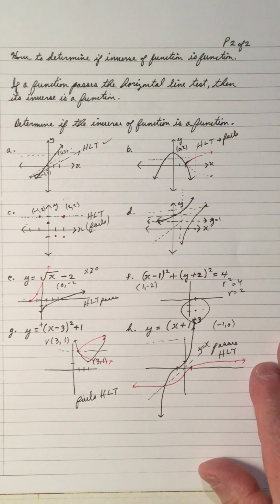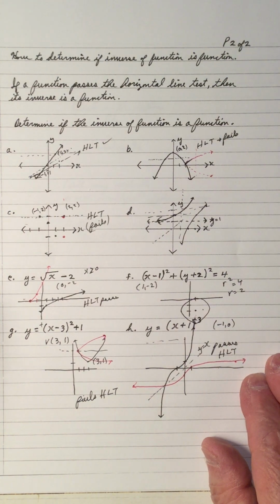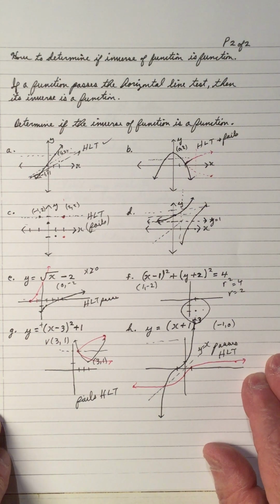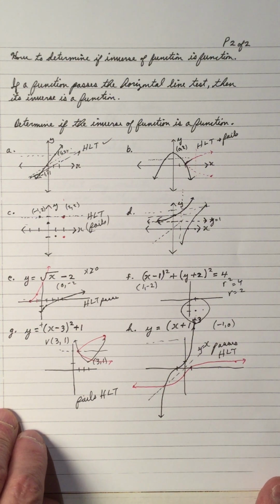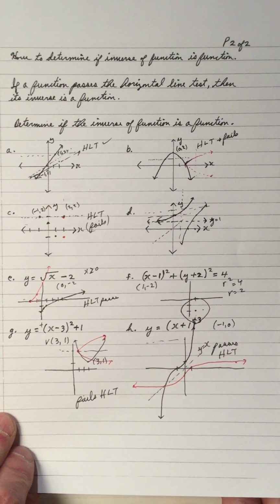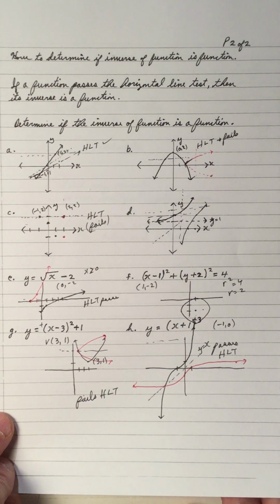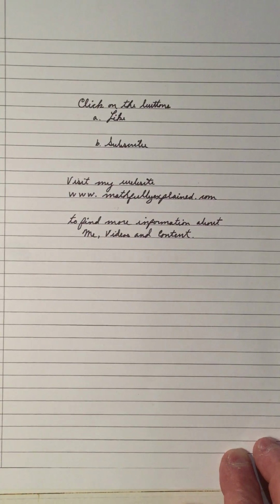So that's explaining. In order for the inverse of a function to be a function, the function has to pass the horizontal line test. If it passes it, then its inverse will be a function. In other words, its inverse will pass the vertical line test, because the vertical line will only pass through one point. Hopefully you understand.